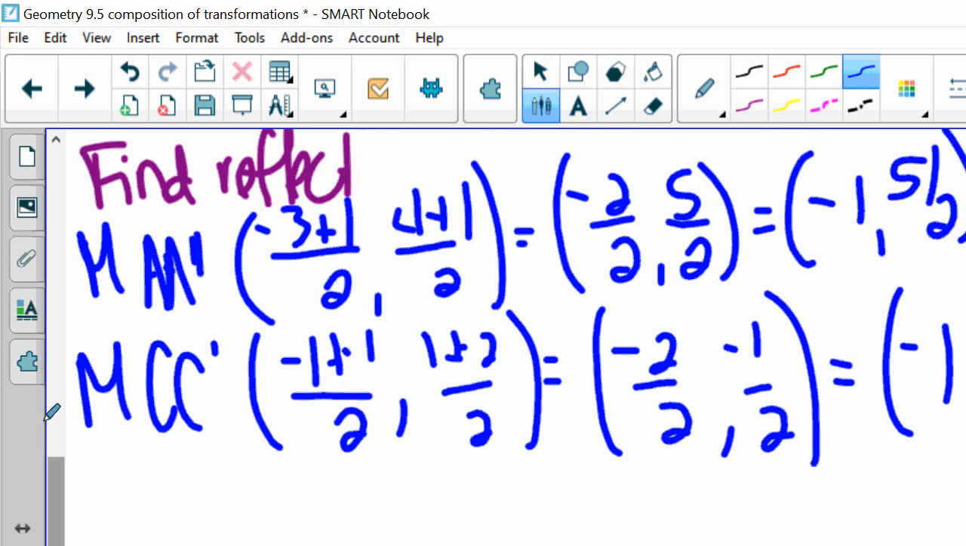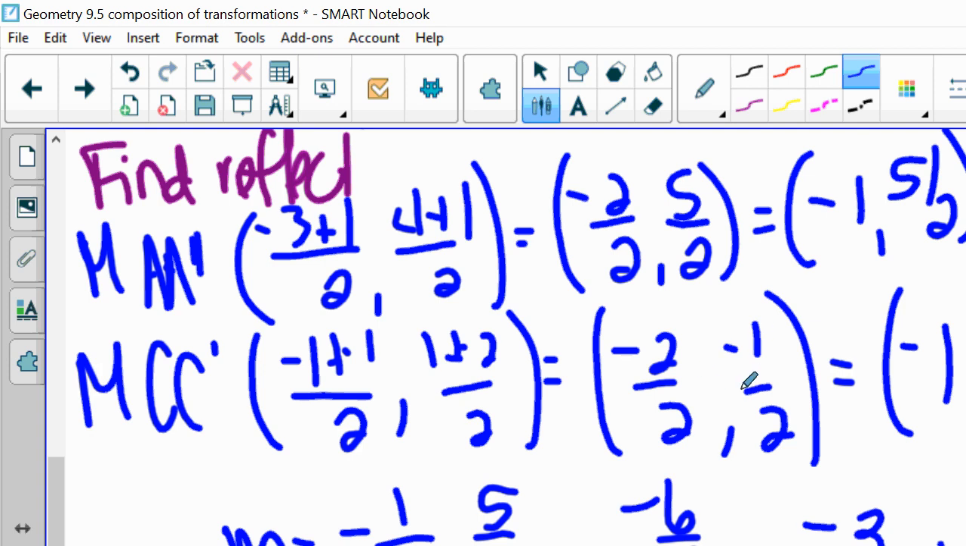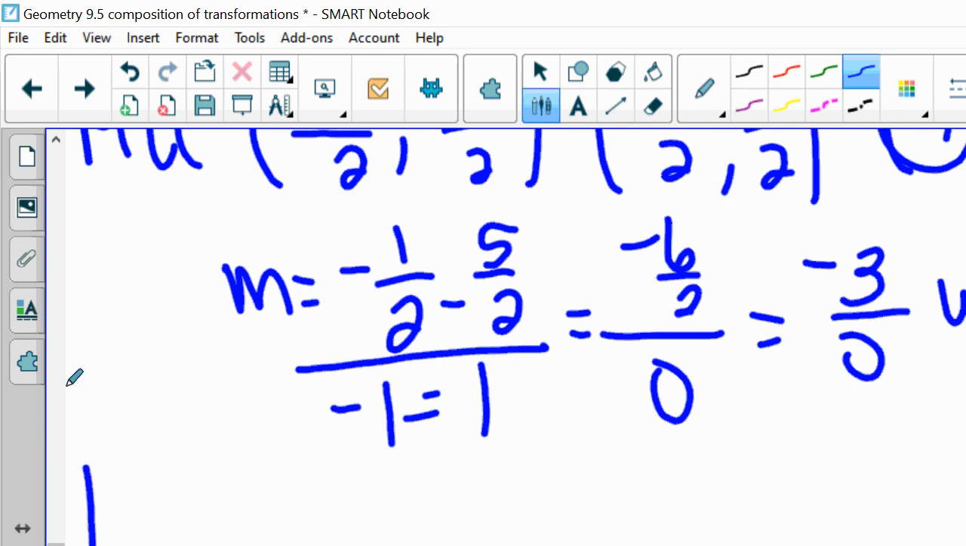If I still don't notice that my two x's are the same, which tells me this is a vertical line, then from here I would find my slope. y2 minus y1, so -1/2 minus 5/2 over -1 minus -1. So up here, this gets me -6/2 over 0. So this is -3 divided by 0, which is undefined. And aha, now I know it's a vertical line, which is x equals the x value of both of these points, -1. So now I look for my translations, or my slides, or my glides.